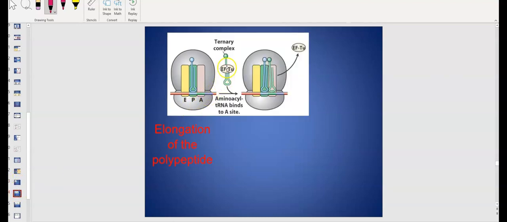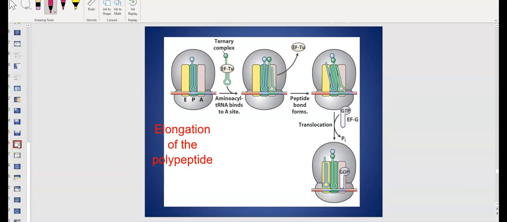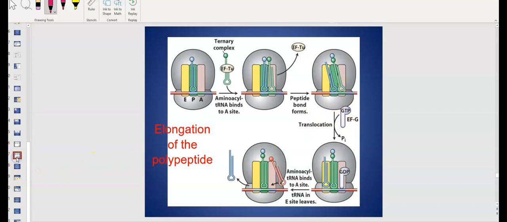So, here's the charged tRNA. It comes in here. This is an elongation factor. That's what that stands for. And then we have a little bit of the wobble here, right, because of the movement. And then we have our GTP, which provides the energy for it.